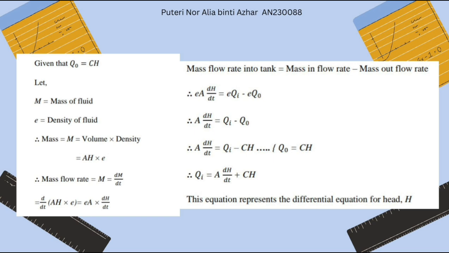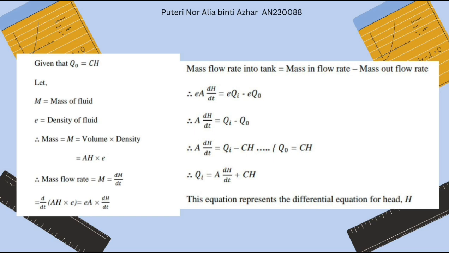For the solution, as given in the question earlier, Q_0 equals CH. Then from the mass formula, which is volume multiplied by density, we will change it into a differential equation. Then we will get d/dt of (AHρ) equal to ρA dH/dt. Then to get the mass flow rate into the tank, mass in flow rate minus mass out flow rate, we will get ρA dH/dt equal to ρQ_i minus ρQ_0. Then the ρ will be deleted and the equation will be A dH/dt equal to Q_i minus Q_0.